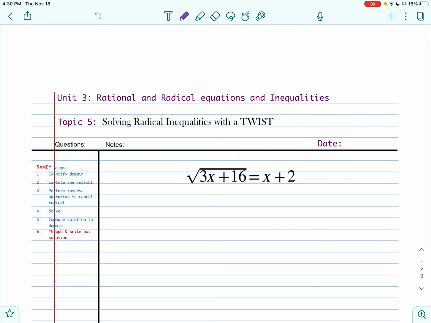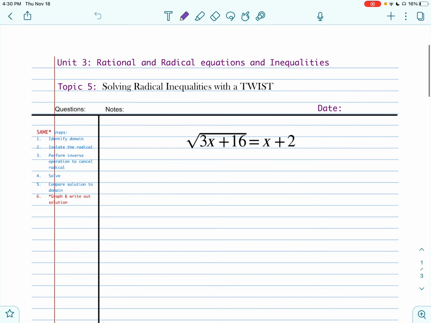This is going to be the last day that we're talking about radical inequalities and equations, and we're going to solve some of these inequalities and also some equations here. And these have a twist. So all the same steps as before, but things that are just a little bit different this time.